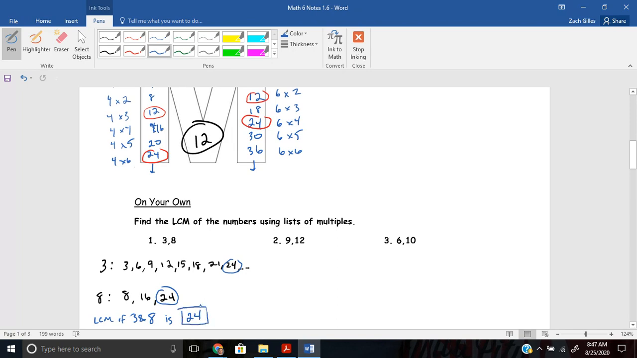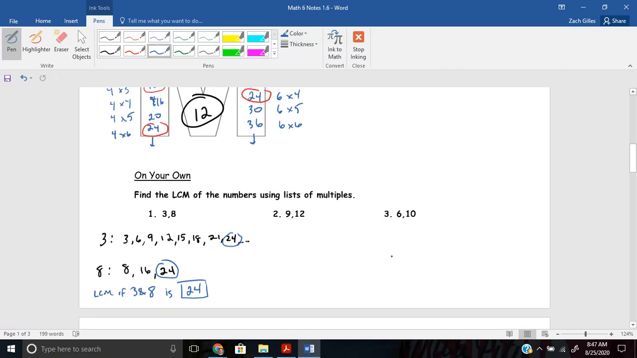Now, some of you might have caught on and said, oh, you can just take 3 times 8 and that'll give you 24. That will for sure give you a common multiple, but it's not always the least common multiple. So be careful on that. Don't just multiply these and think that it's the LCM. Yes, it's a common multiple, but not always the least common of them. All right, please pause. Do one of these 2 methods for number 2 and 3 to find the LCM for those 2 on your own.